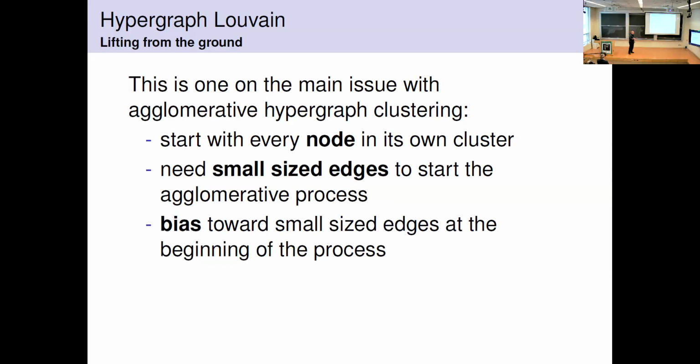So in other words, in order to lift from the ground, meaning start the process, start the algorithm, you need small size edges. And even if you have small size edges, there is a strong bias in the first steps that everything you're going to do, all the decisions you're going to make at first, are going to be based on your size 2 edges, maybe size 3 edges, and that's it, right? So that's a problem. So we want to get something that's more hypergraph in terms of the objective.